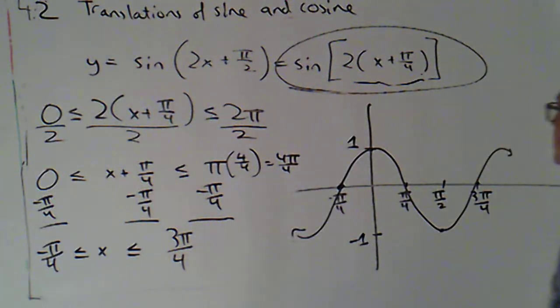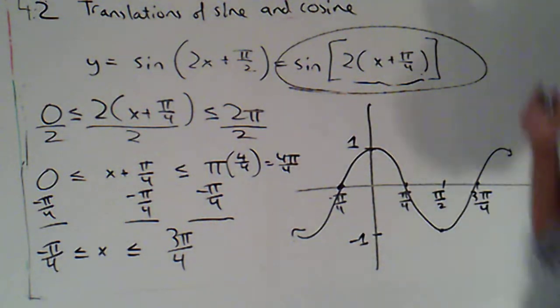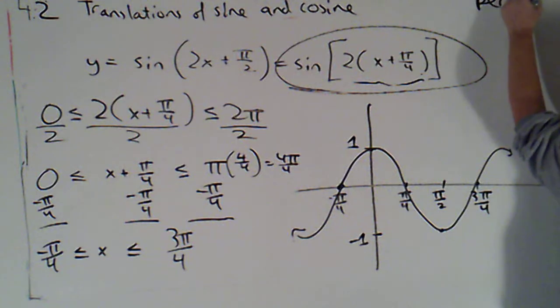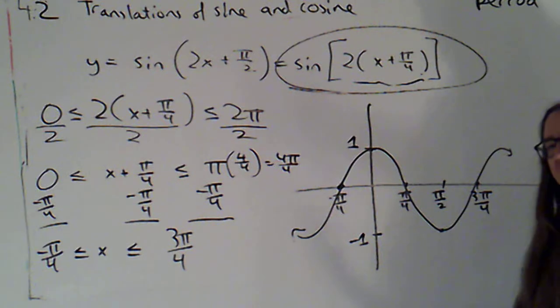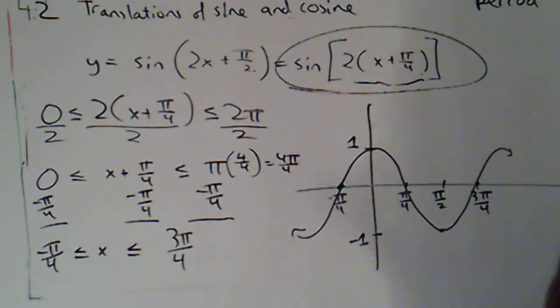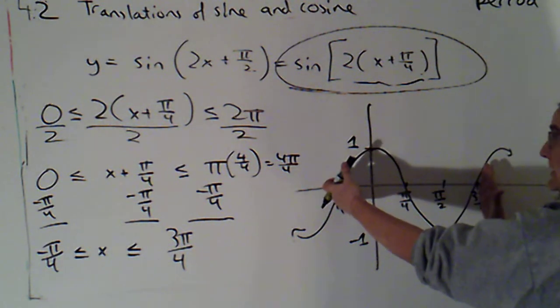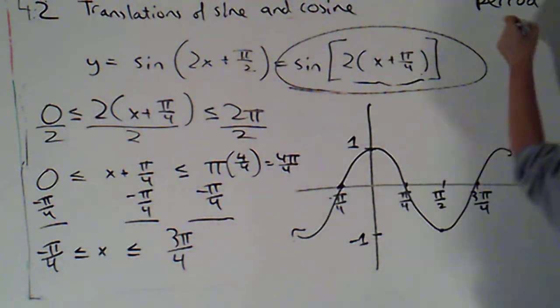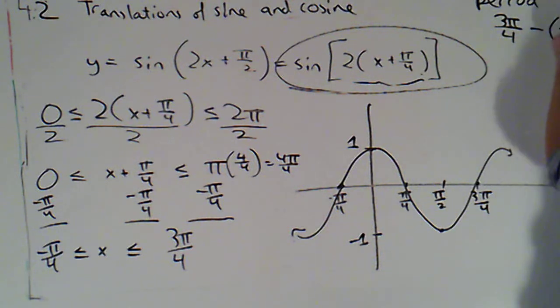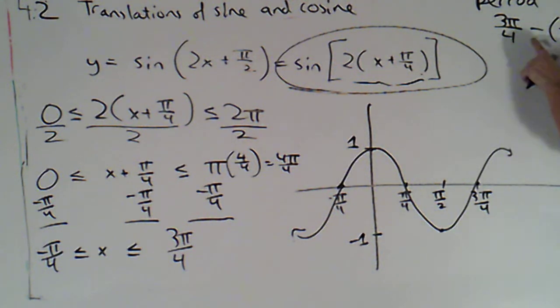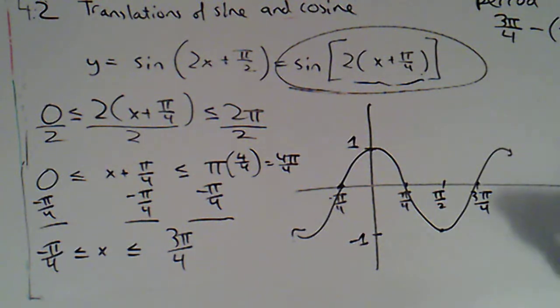Now, what I can do is calculate the period. And I actually have two ways of doing that. That's kind of nice because that's a built-in check to make sure I haven't made a mistake. The period is supposed to be the length of the interval it takes for sine to do its thing. So that would be the ending point minus the starting point. 3 pi over 4 minus a negative pi over 4, that's 4 pi over 4, or just pi. So it looks like the new period is pi.